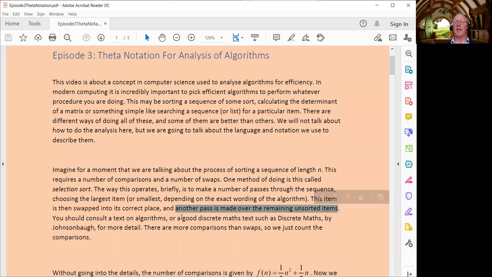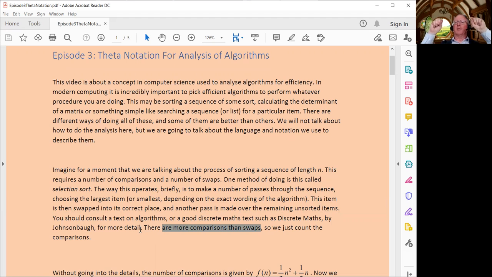You should consult a text on algorithms or a good discrete maths textbook, such as Discrete Maths by Richard Johnsonbaugh. Excellent text, highly recommend it. There are more comparisons than swaps. So we're just going to concentrate on the comparisons, but you could count them both. It's very hard to count them both because you don't know the actual order. And selection sort is not one of the better sorting methods because it doesn't take any advantage of any order that already exists in the data.